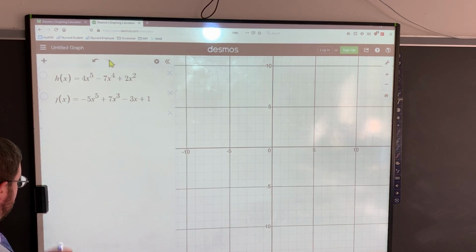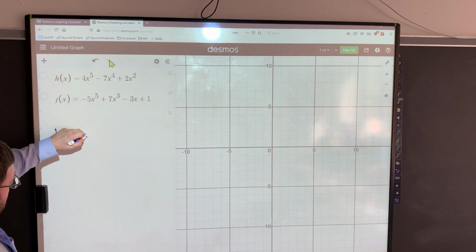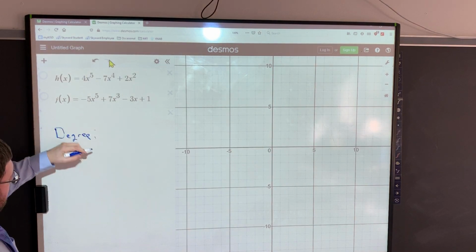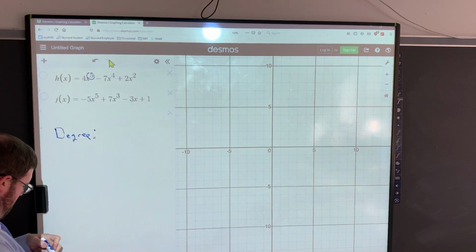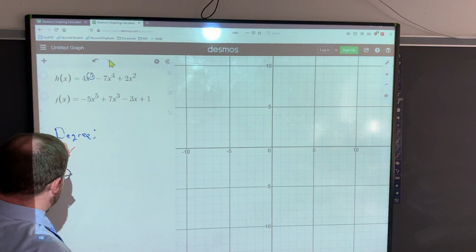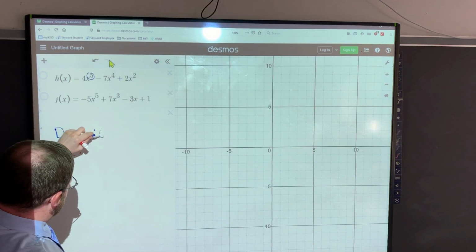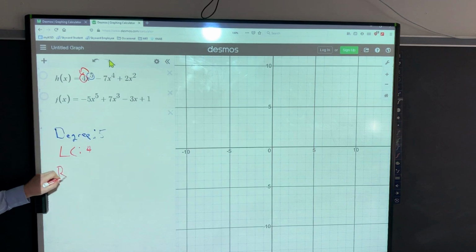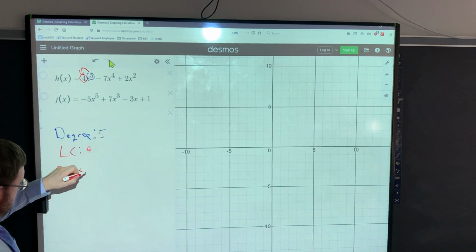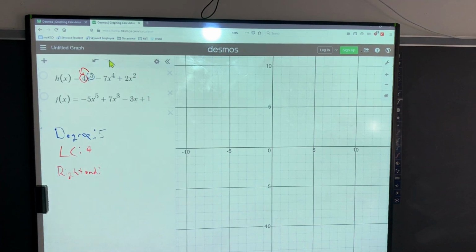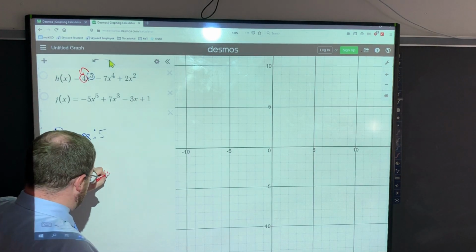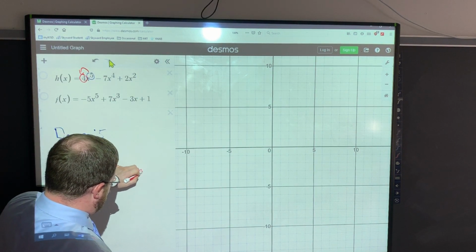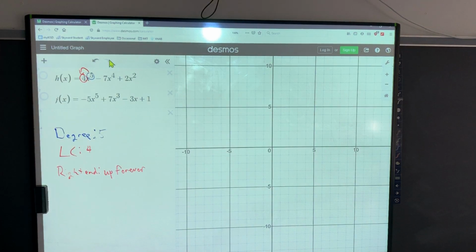if you look at this, we're still looking for our degree. Our degree is our highest exponent, which in this case is 5. Our leading coefficient, which I abbreviate LC, comes before the degree. It is this 4. My leading coefficient determines my right end. Because the leading coefficient is positive, my right end goes up forever.